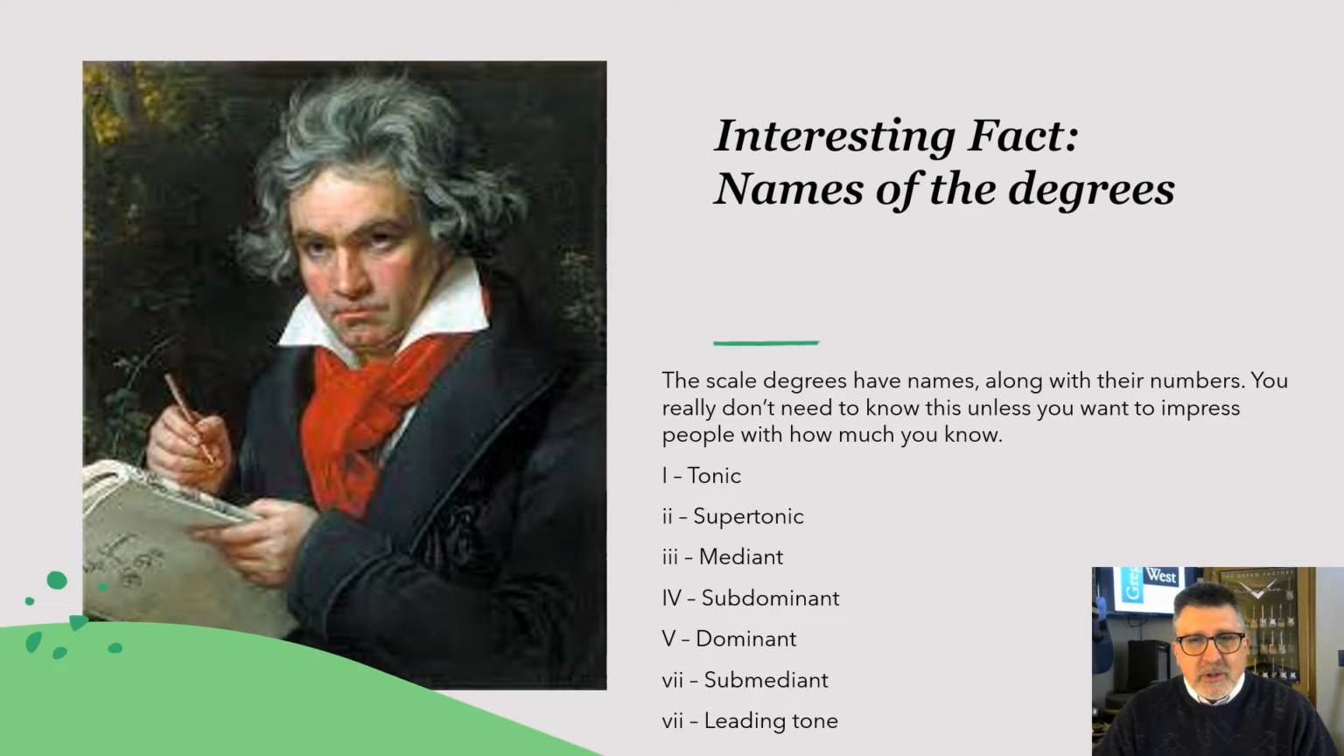Now, an interesting little factoid that you can use to impress your friends so they'll know how smart you are with all your music theory stuff. The degrees of the scale also have names. The 1 is called the tonic, or the root of the scale. The 2 is the supertonic. 3 is the mediant. 4 is the subdominant. 5 is the dominant. The 6 is called the submediant, and the 7th is called the leading tone. So you learn those and you can really impress your friends, right?